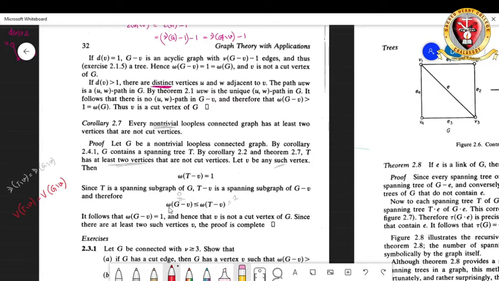Also the number of components of G minus v is not equal to 0 because we have chosen a non-trivial graph. So the only possibility is that the number of components of G minus v is equal to 1. That means the vertex which we have chosen is not a cut vertex, and we know that there are at least two such vertices for T which are not cut vertices. So we can conclude that G also has at least two vertices which are not cut vertices. That's how we end up with corollary 2.7.